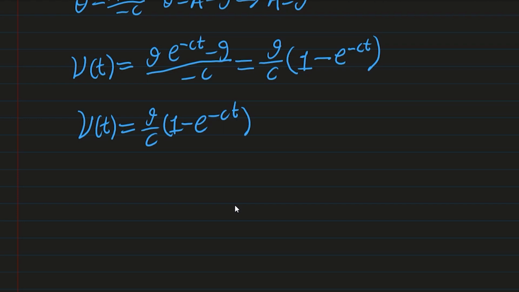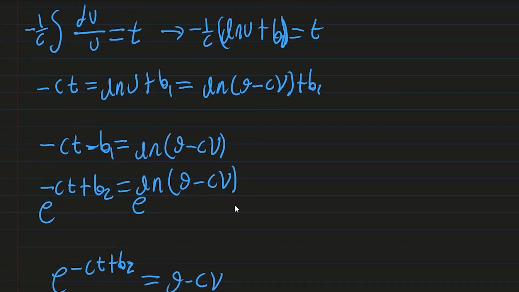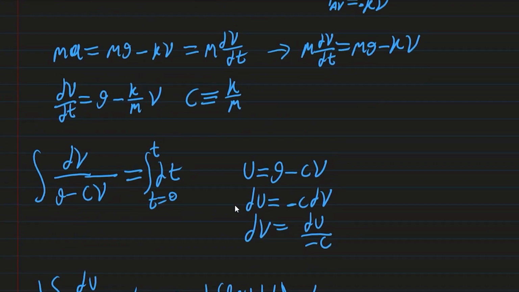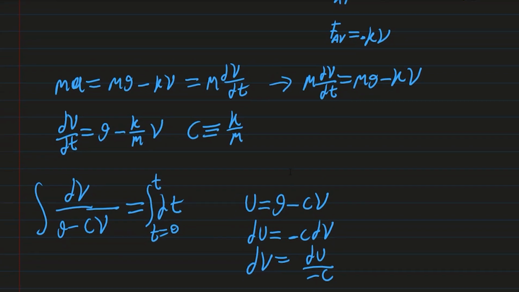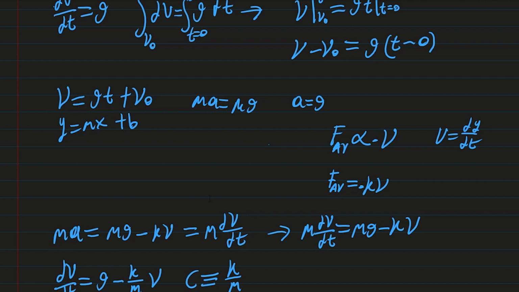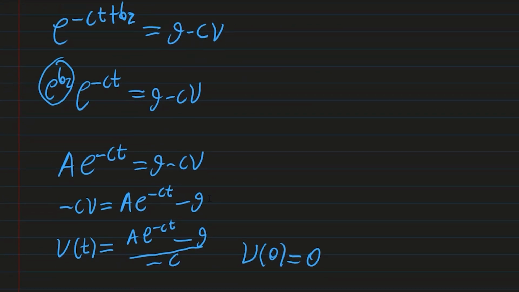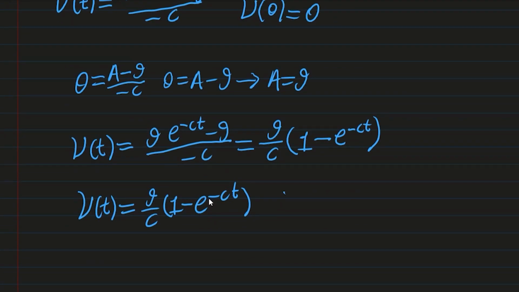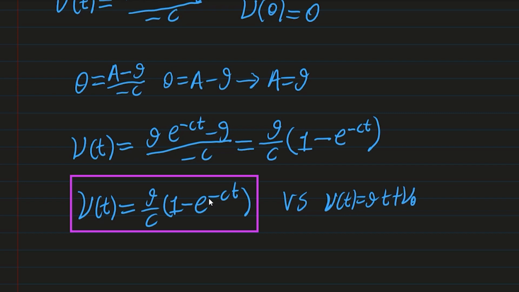We can compare it to the previous one, which is all the way up here. Where is it? Whoops, that's not it. Here it is. v equals gt plus v naught. As we can see, they are quite different. This does not look like y equals mx plus b, so it's not a line.